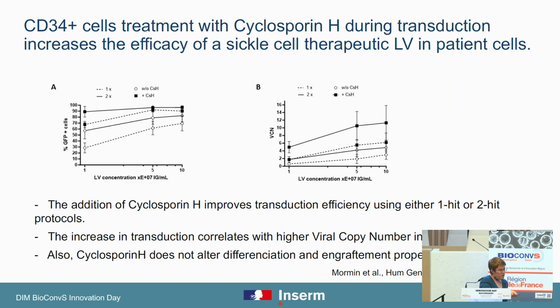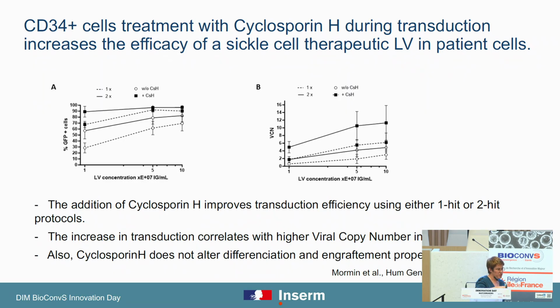On this graph, it's a bit complicated because we compare at the same time the 1 hit and 2 hits protocols with lentiviral vector. So the dotted line is a single hit. So we just put lentiviral vector once. And we see that the addition of cyclosporine H massively increases the percentage of cells that are transduced. And we see the same increase also when we use the 2-hit protocol, the standard clinical one. And using this condition, more than 90% of the cells can be transduced. And it's also correlated with the increase in the VCN, which is the number of viral vectors integrated into the cells. So cyclosporine H managed to decrease IFITM3 level in the CD34 plus cells, and it increased the transduction.